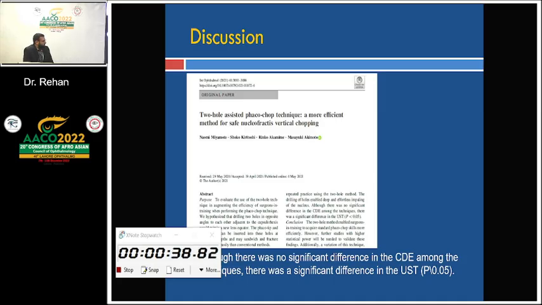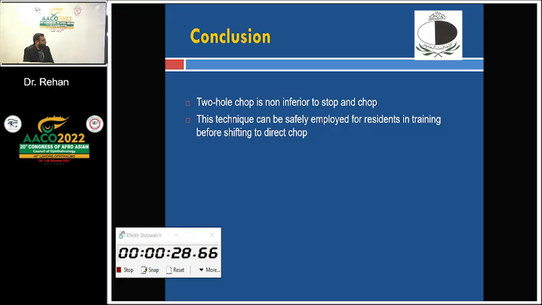Miyamoto described this technique in 2021, last year, and compared it between residents doing divide and conquer and this technique. Our study was between the stop and chop and the two-hole assisted chop. Our conclusion is that this is non-inferior to the stop and chop technique. Residents who want to transition from trenching maneuvers to chopping maneuvers can use this technique effectively and safely, and can include it in their arsenal of techniques for cataract surgery.